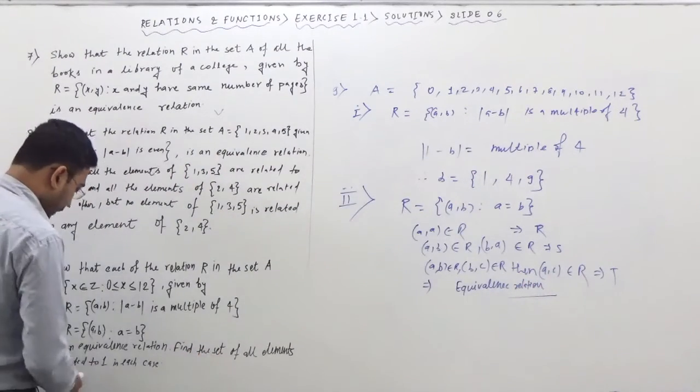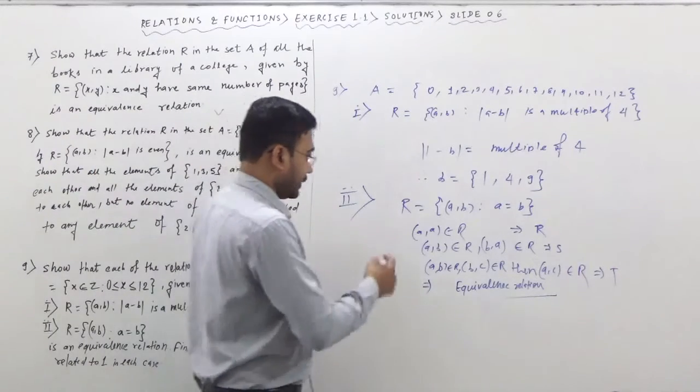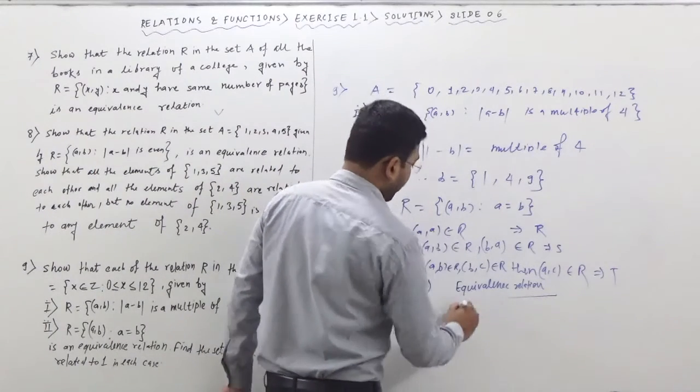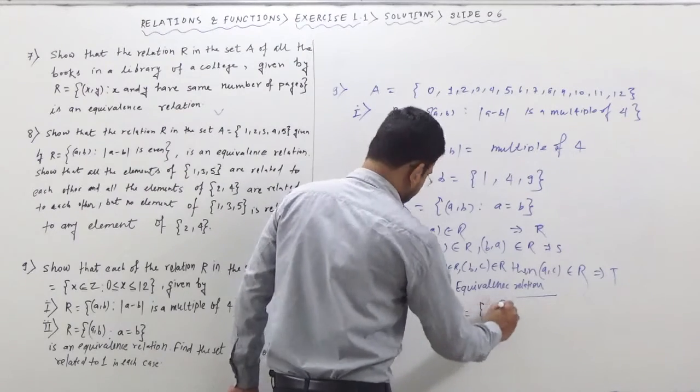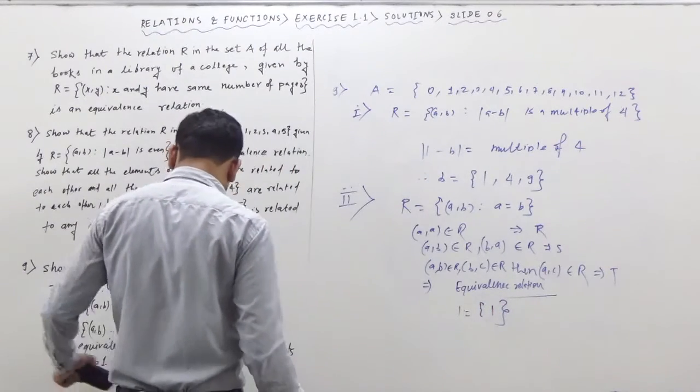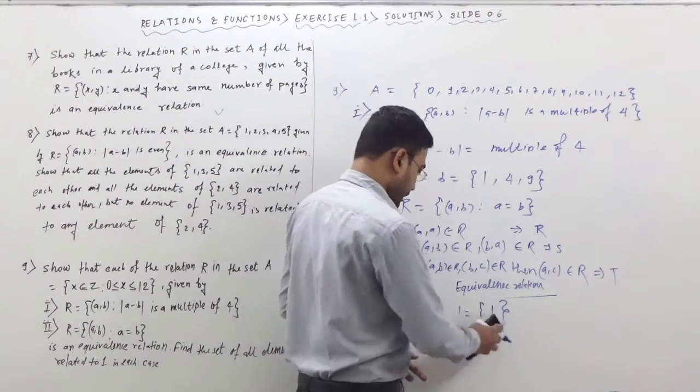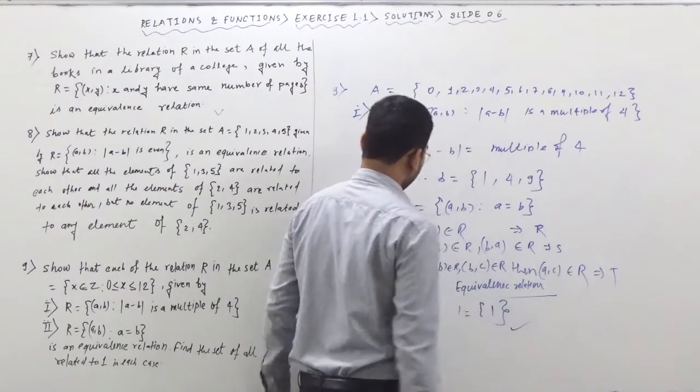Now we have to find the set of all elements related to 1 in this case also. So if you are keeping 1, you have to get 1 only. What is that question? Find the set of all elements related to 1. So 1 is related to 1 itself. So 1 will be the answer for this question.